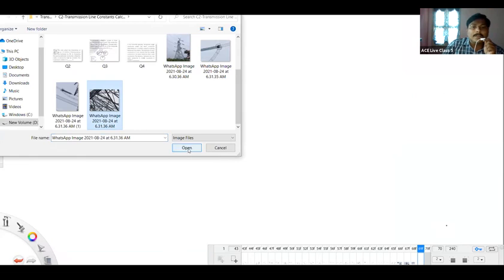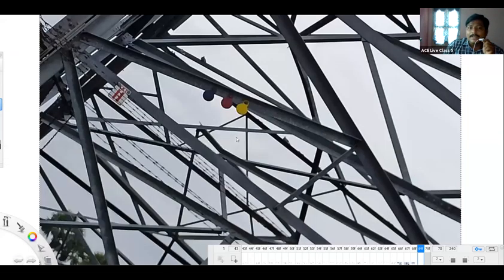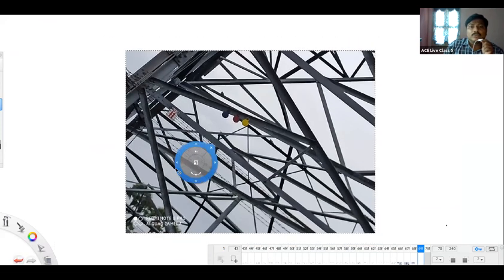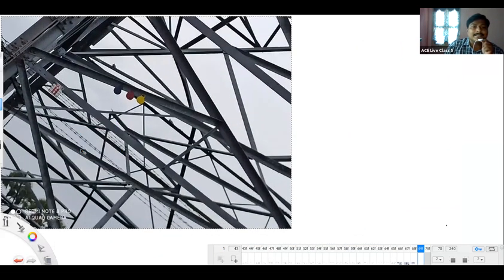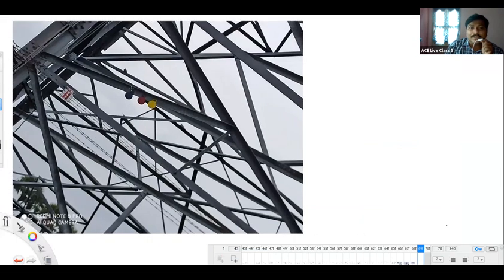Yeah, try to observe this outside. If there is an access for you to reach the tower location, just try to observe this type of color coding. That will tell you which phase is on top, which phase is on middle, which phase is at bottom.